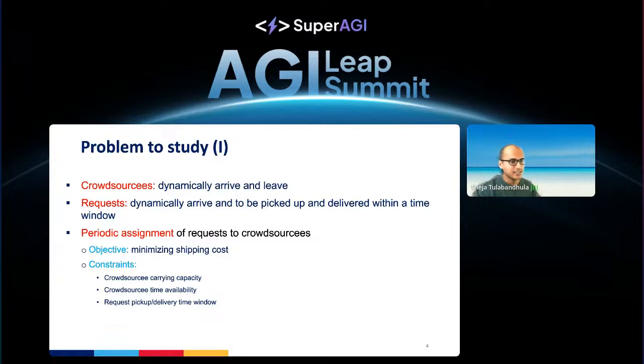And the constraints are that, obviously, crowdsources have some capacity constraint. They also have a time availability constraint. And requests need to be fulfilled within a couple of hours of placing and so on. So think of a delivery from a restaurant. Then you don't want the food to arrive like 5 hours later, right? So there are some constraints.